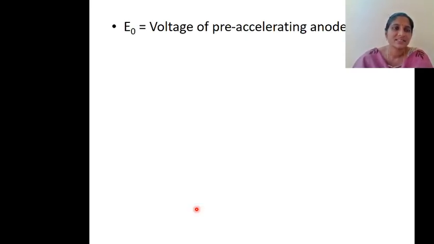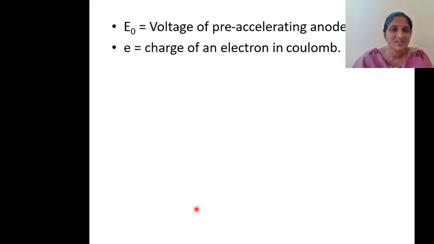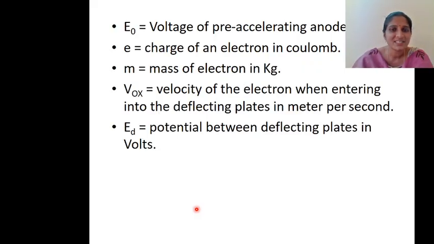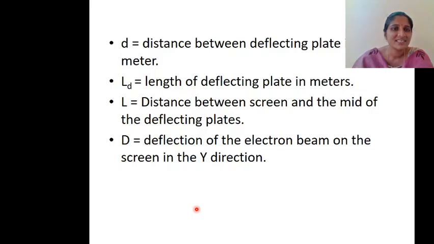As we have discussed, E0 is the voltage of the pre-accelerating anode, e is the charge of an electron, m is the mass of the electron, Vox is the velocity of the electron in the x direction, Ed is the potential between the deflecting plates, small d is the distance between the deflecting plates in meters, and l_d is the length of the deflecting plate. Capital L is the distance between the screen and the middle of the deflecting plate. Capital D is the deflection of the electron beam on the screen in the y direction.